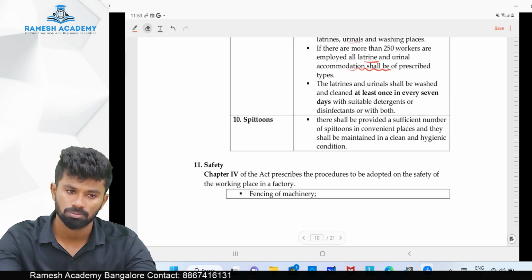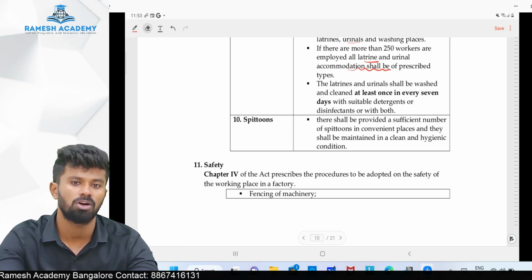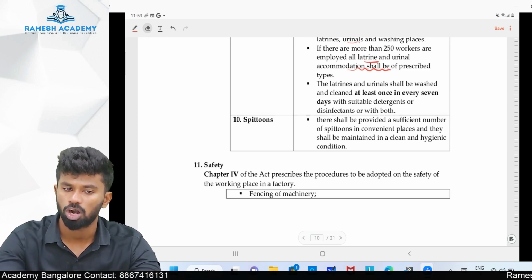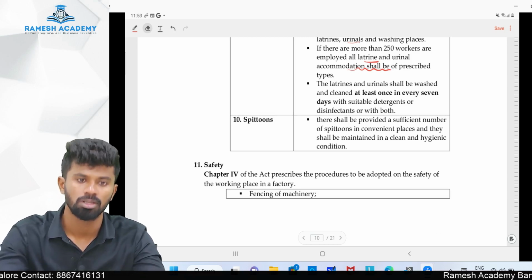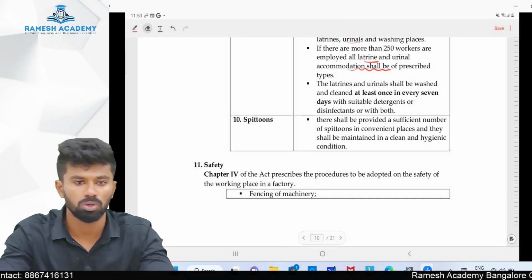Washing facilities, then cold drinking water facilities. The workroom should not be overcrowded. There should be a gap of at least how many cubic meters? It should be 14.2 cubic meters.